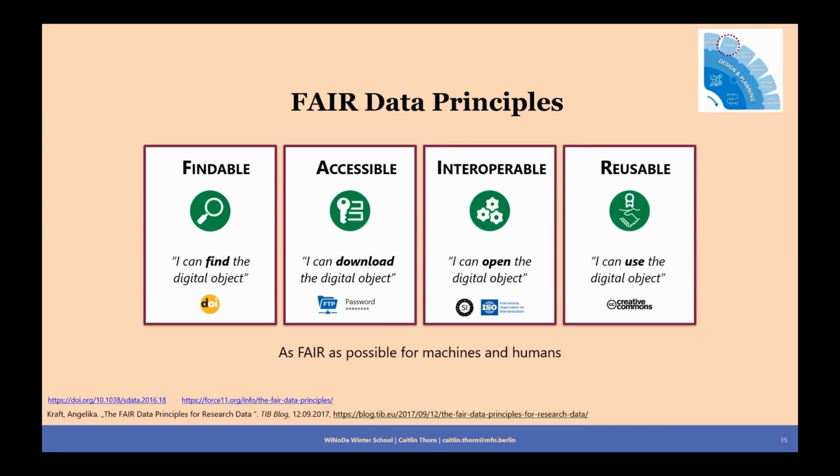The FAIR data principles are for findable, accessible, interoperable, and reusable data. Findable data is so that people can find the data, obviously, once it's published. Accessible, they can download the object and use it. Interoperable, they can open the object. Reusable, and they can use it. And it should be as FAIR as possible for humans and machines to find and use the data. That's our goal when publishing data, is to follow these FAIR principles to enhance the value and future of your research, which we'll talk more about later.